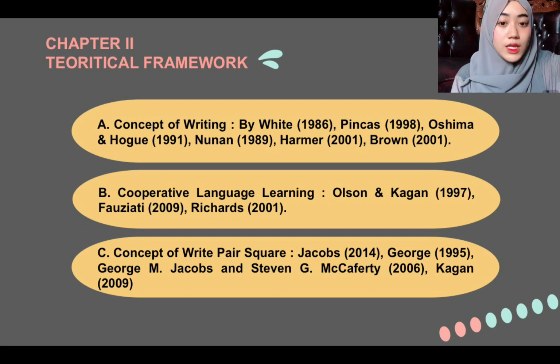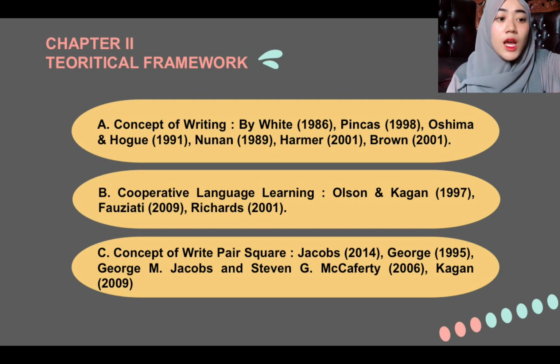In this concept of writing, there are five items. The first one is definitions of writing, and after that the purpose of writing, the kinds of writing, the steps of writing, and then teaching writing. I took the theory from White 1986, Pinchas 1998, Oshima and Hogue 1991, Noonan 1989, Harmer 2001, and Brown 2001.